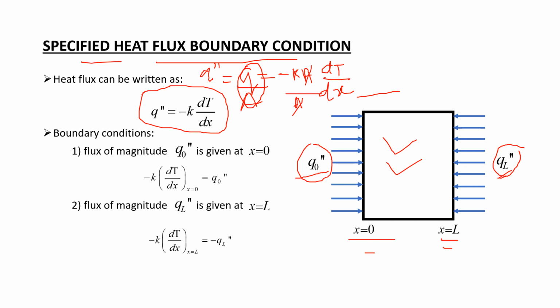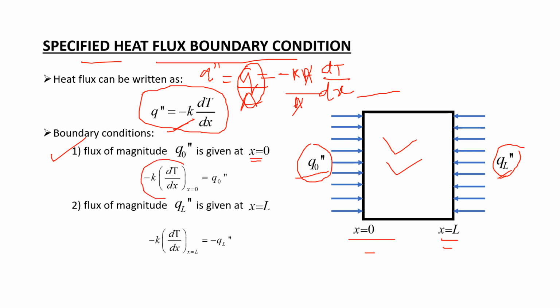So let's see how we write the boundary condition at the two boundaries. We have seen the heat flux equation can be written as q double dash is equal to minus k dT by dx. Since we have specified the heat flux at x equal to 0 and at x equal to L, we can write the first boundary condition. Flux of magnitude q naught double dash is given at x equal to 0, so we can write it as minus k dT by dx at x equal to 0 is equal to q naught double dash.